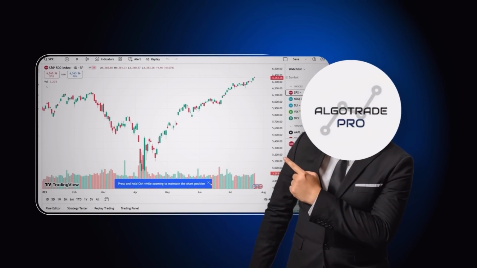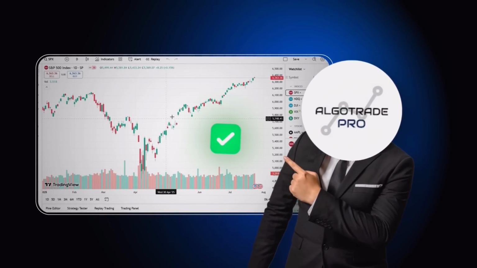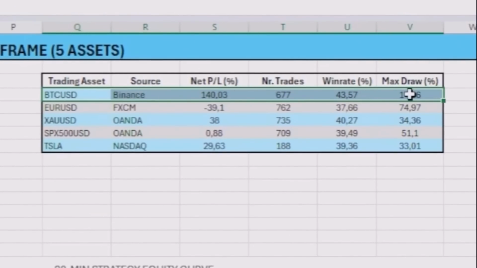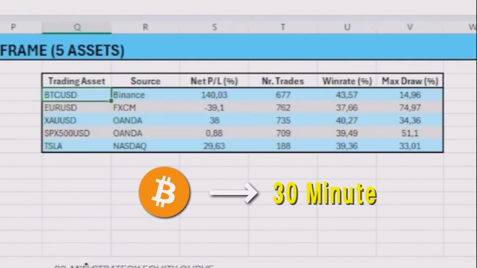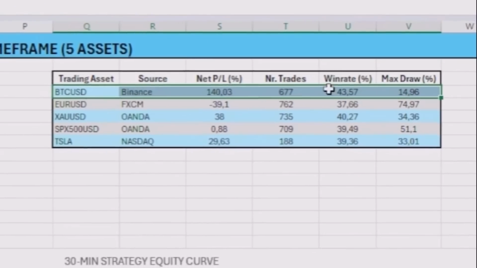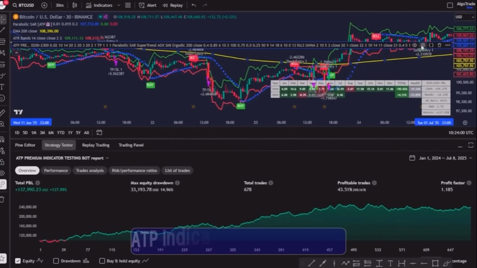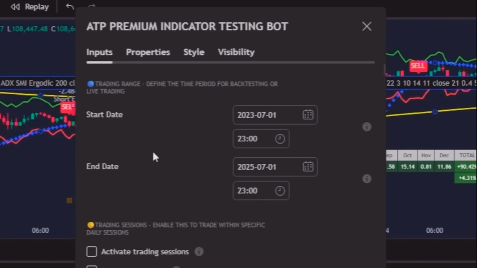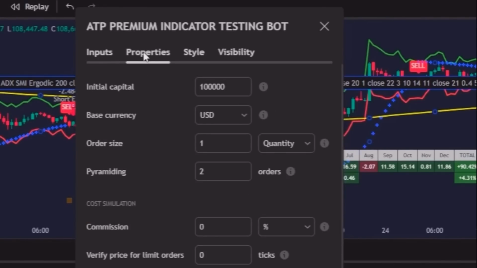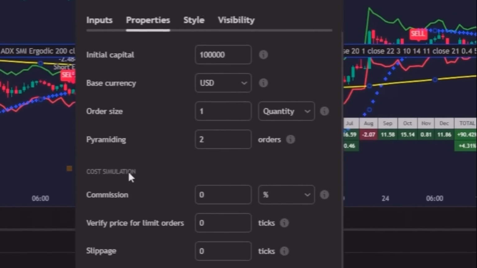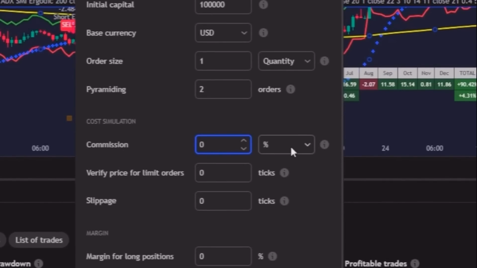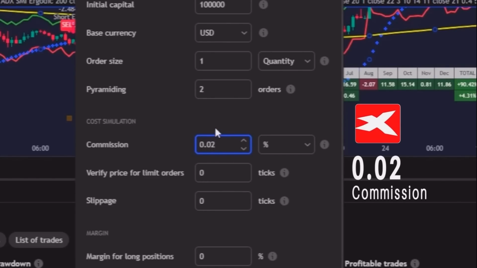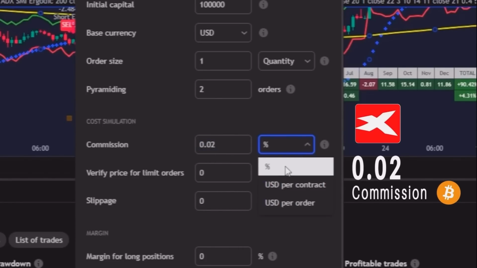Now, to see if we can actually make this strategy work in live trading, I'm going to take the best performing combination, Bitcoin on the 30-minute time frame, and show you what the strategy looks like on a real account. Inside the ATP indicators testing bot, there is an option to simulate real-world conditions by adding commissions per trade. So, if I go to the Properties tab, I can input the fee I actually pay on my broker. In my case, I use XTB, which charges 0.02% per trade on Bitcoin. So that's exactly what I'm going to enter here.